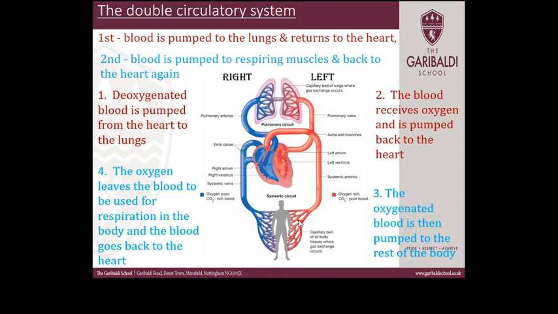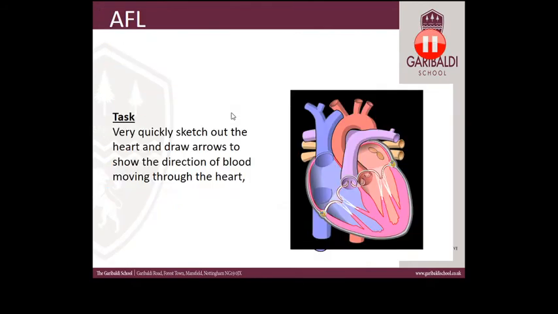Then the next one, the oxygen leaves the blood to be used for respiration, and the blood goes back to the heart. So all the oxygen is removed from the blood, and deoxygenated blood, oxygen poor blood, is then passed back into the heart through the vena cava, which is a type of vein. Then it's pumped back out into the lungs to get oxygenated again.